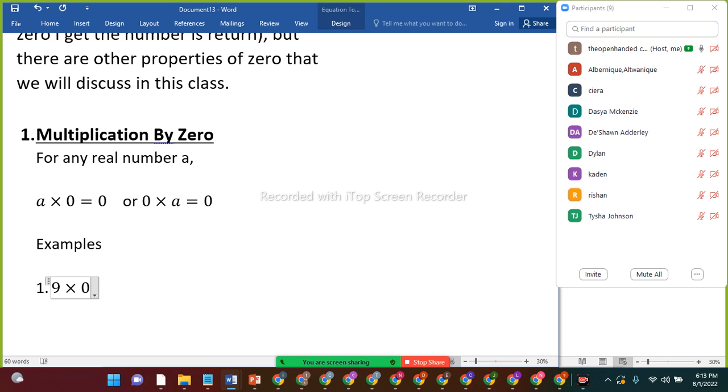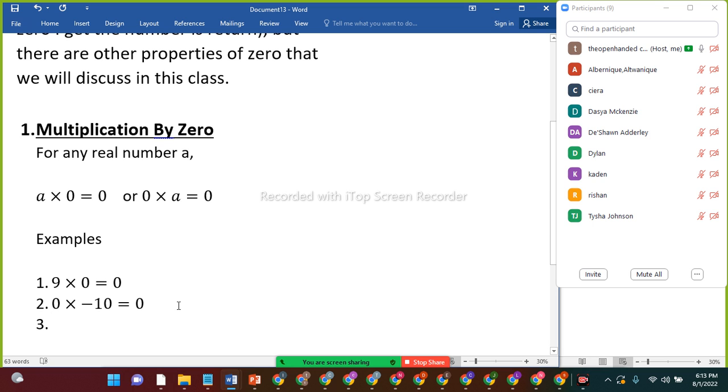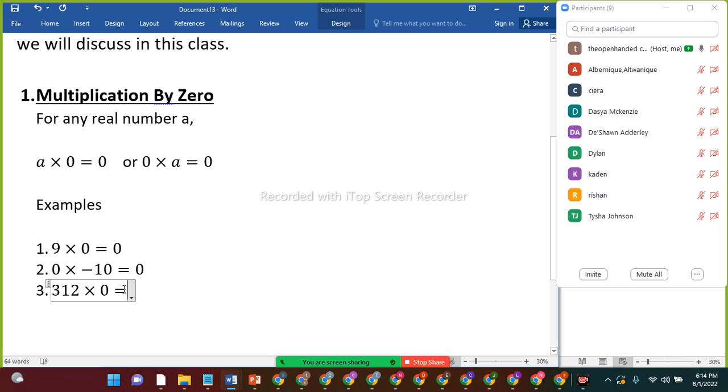All right, Dylan, 9 multiplied by 0 is what? 0. Now Deja, 0 multiplied by -10. 0, very good. Altonic, what if I have 312 multiplied by 0? What is that going to give me? 0 in return. Very good.